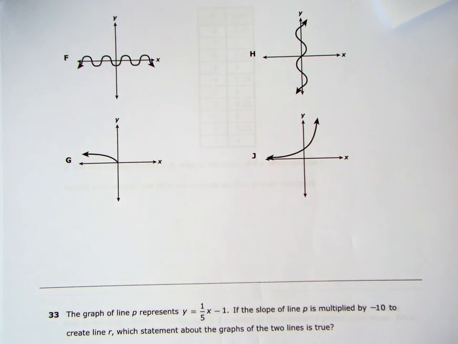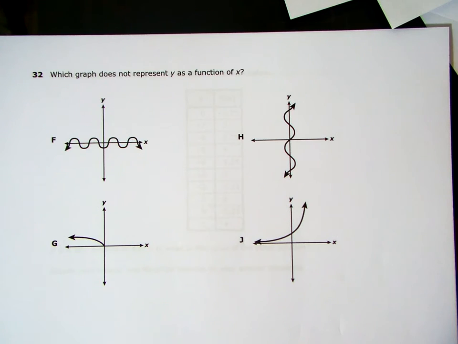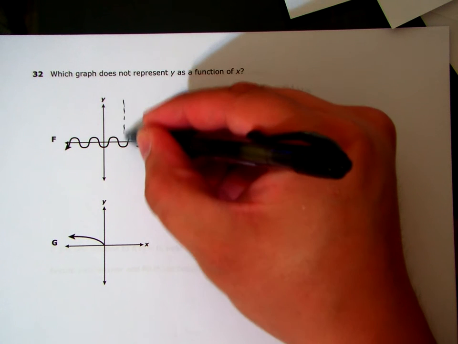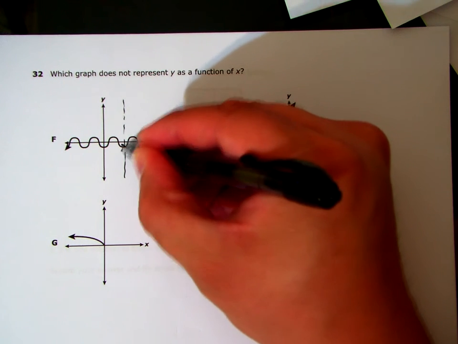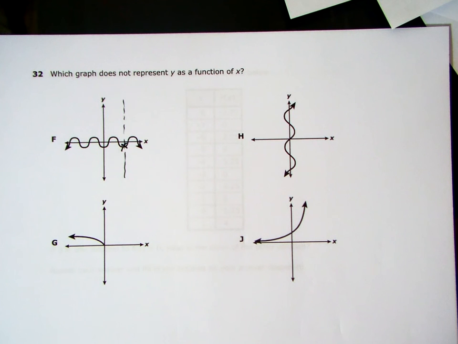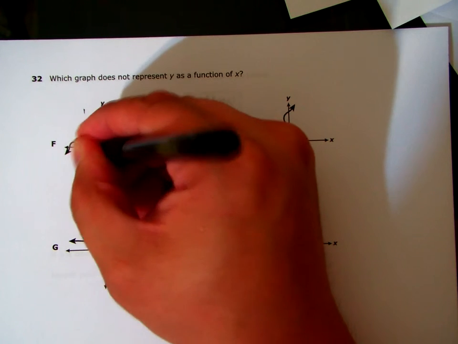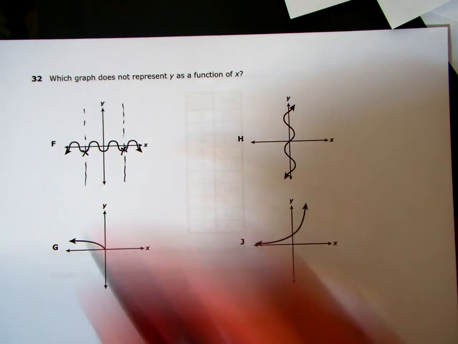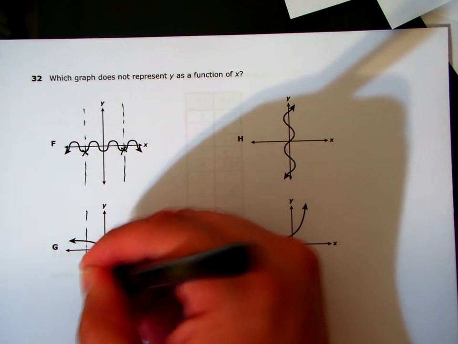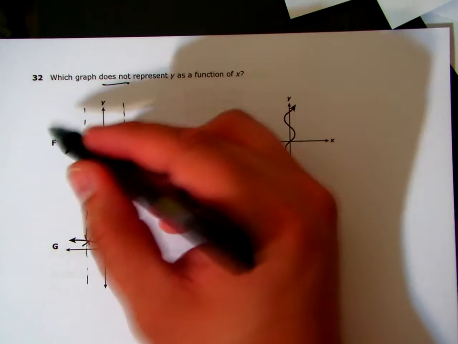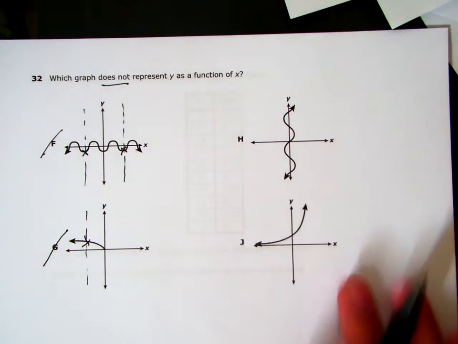Alright, now we're on number 32, right? So here you use a vertical line to determine if it's a function. If you draw a line anywhere and it just crosses it once, that means it's a function, right? Draw a vertical line and it touches it once, it's a function. Here you see how you can draw a vertical line, and they want to know which one is not a function, right? So it can be f, it can be g, those are functions.